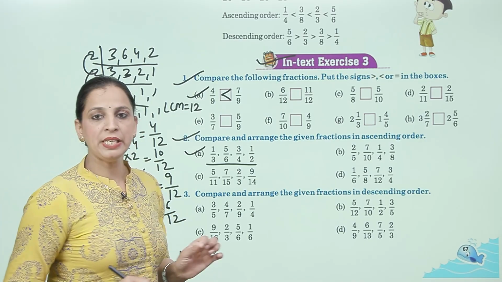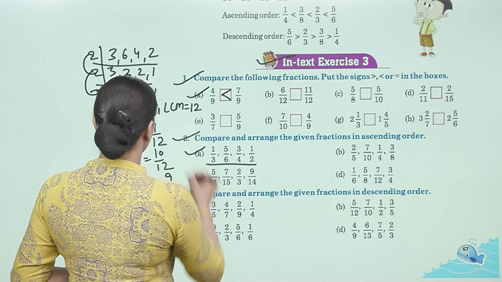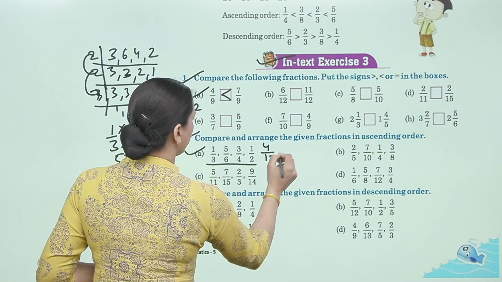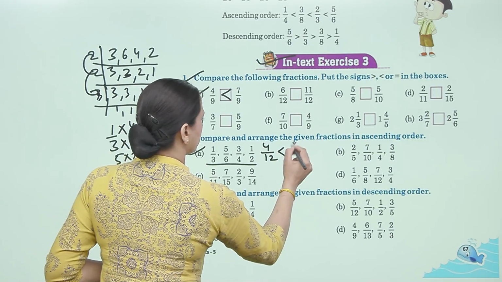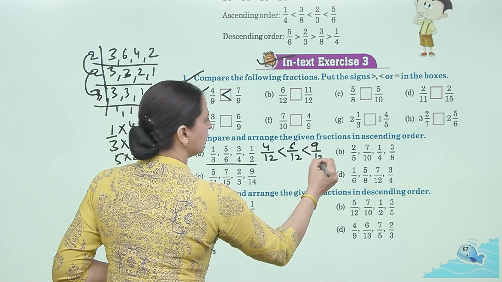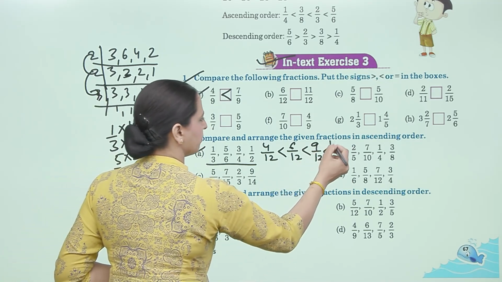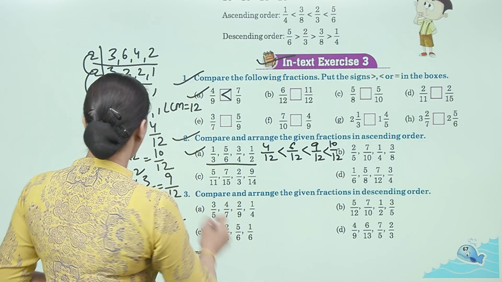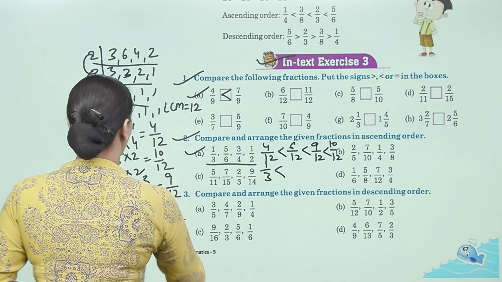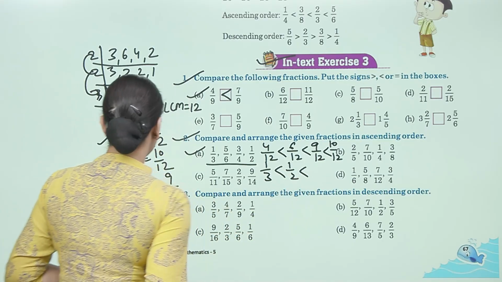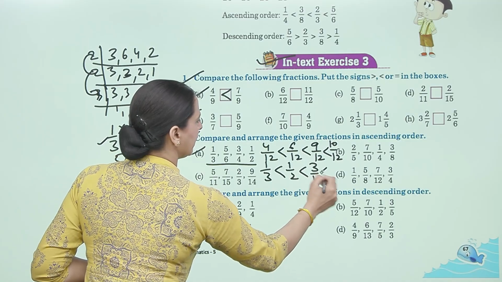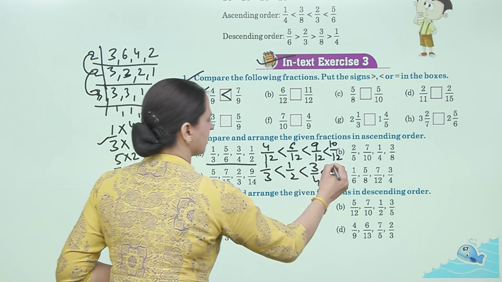Now arrange them in ascending order. So 4 by 12, 10 by 12, 9 by 12 and 6 by 12. 4 by 12 is less than 6 by 12 is less than 9 by 12 is less than 10 by 12. So 4 by 12, which is 1 by 3, is less than 1 by 2, is less than 3 by 4, is less than 5 by 6.